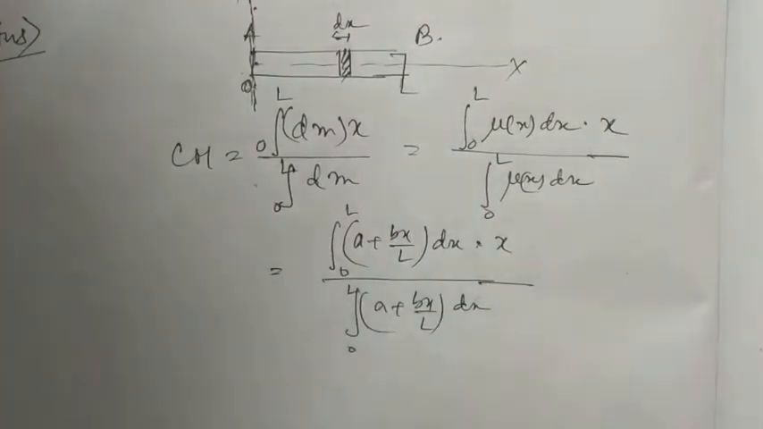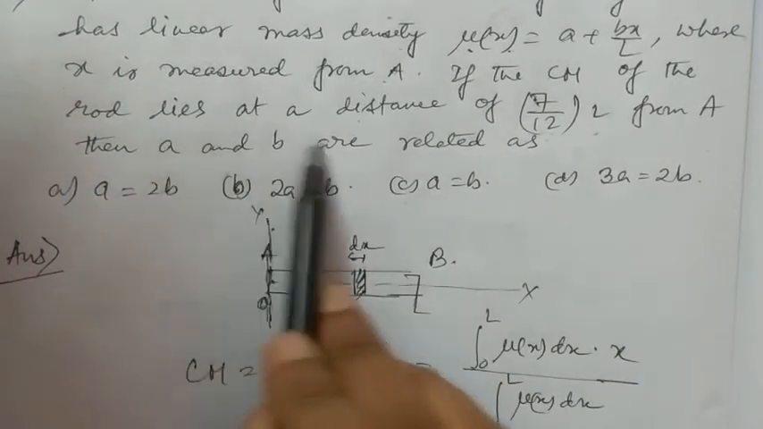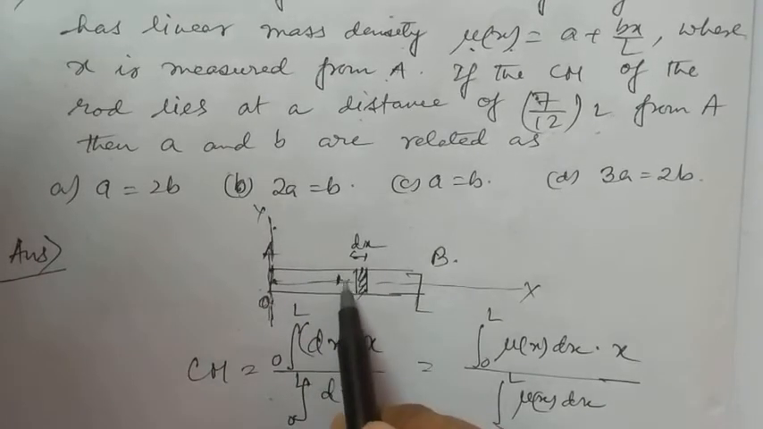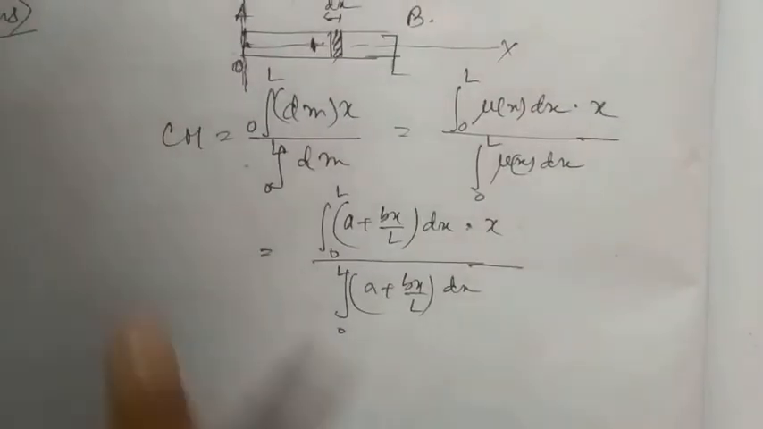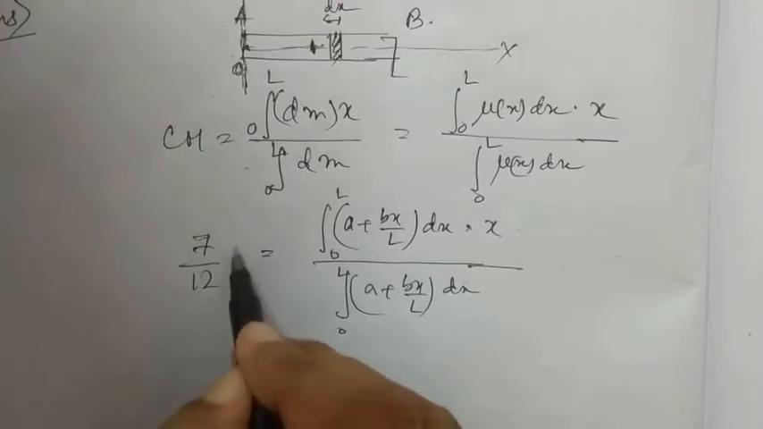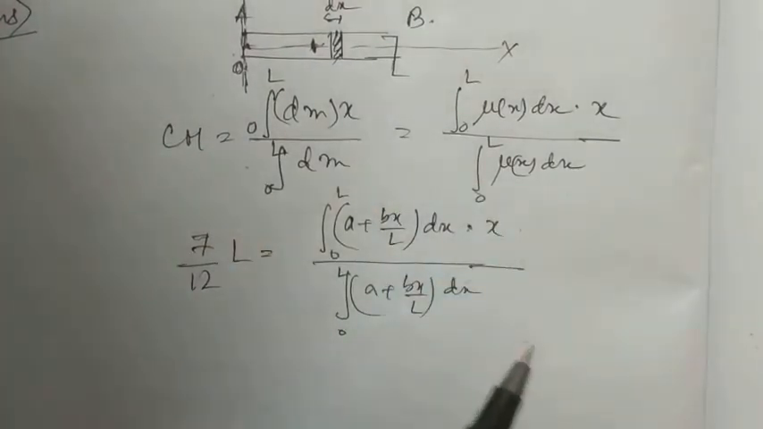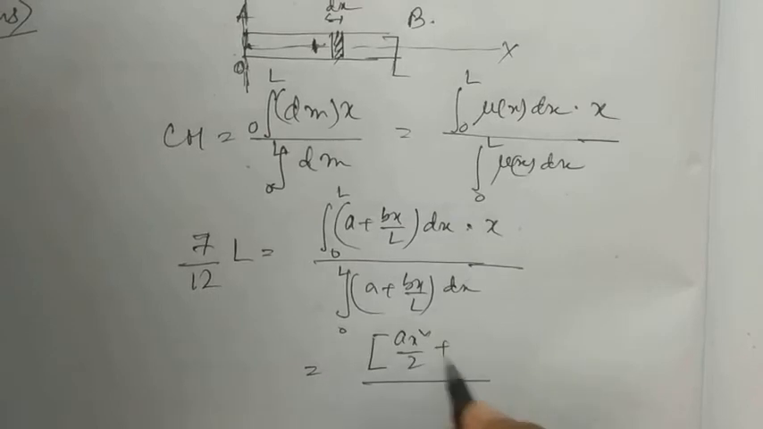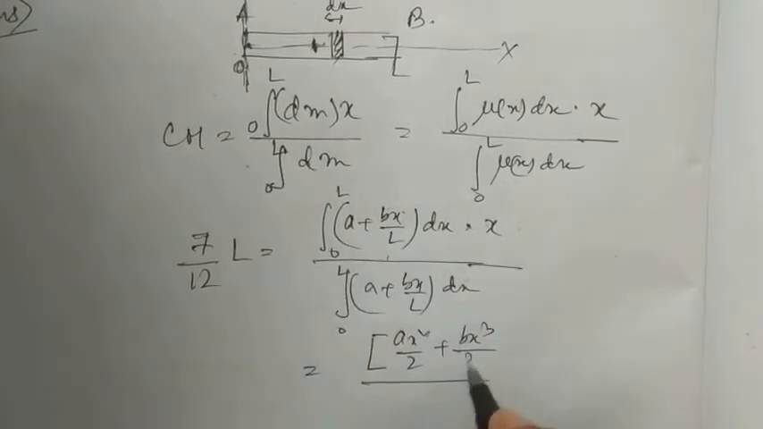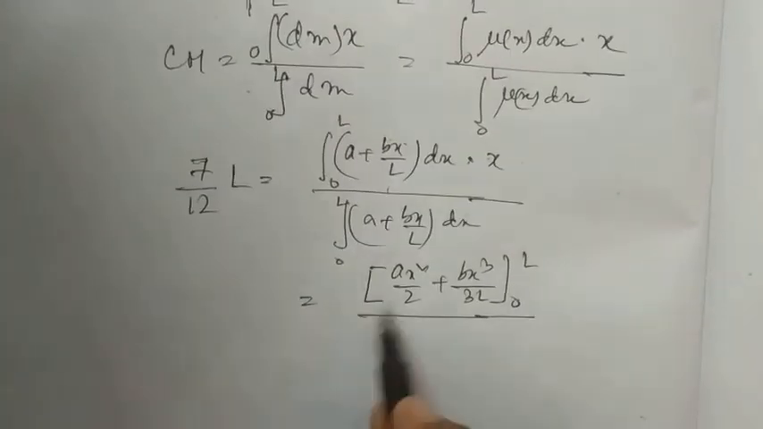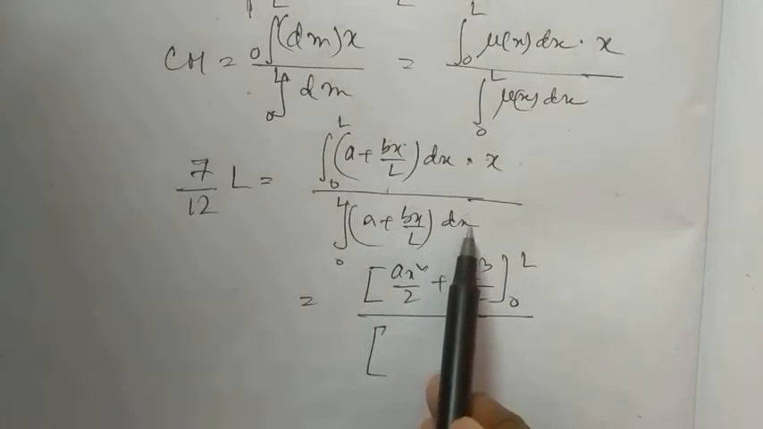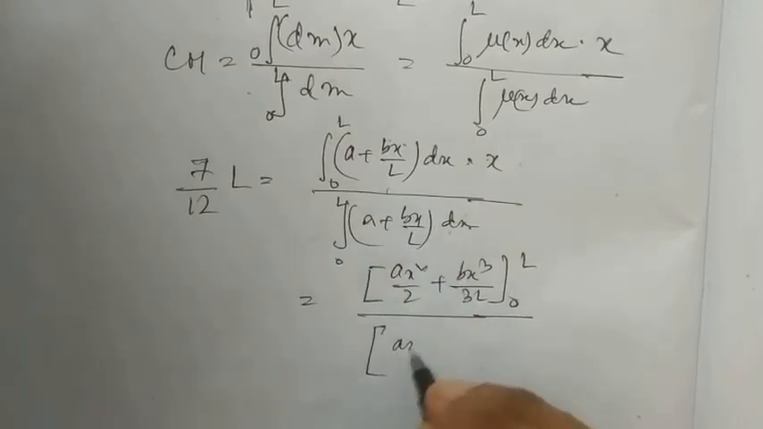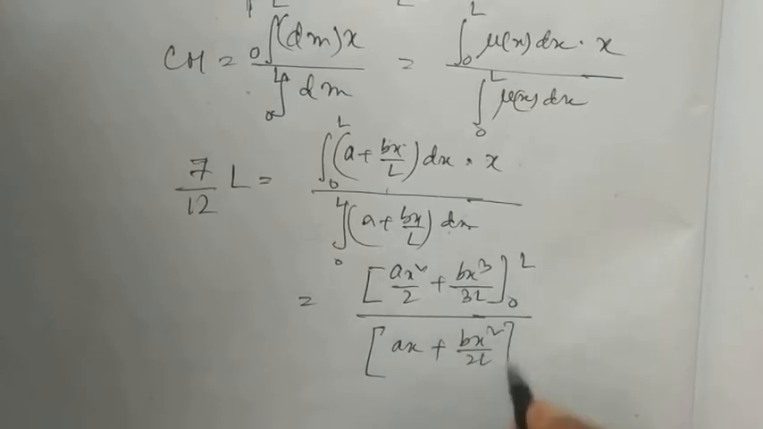Now the center of mass has been given in the problem as lying at a distance of 7 by 12 L from A. So here this center of mass relation will have a left hand side of 7 by 12 L. Now if we solve this integration, the result will come out like this: ax square by 2 plus bx cube by 3L, 0 to L. And below we get ax plus bx square by 2L, 0 to L.